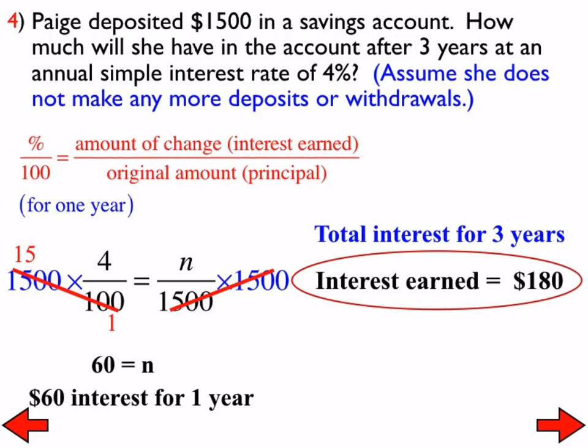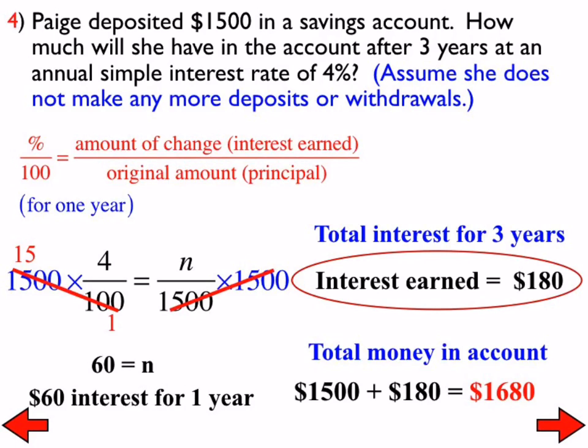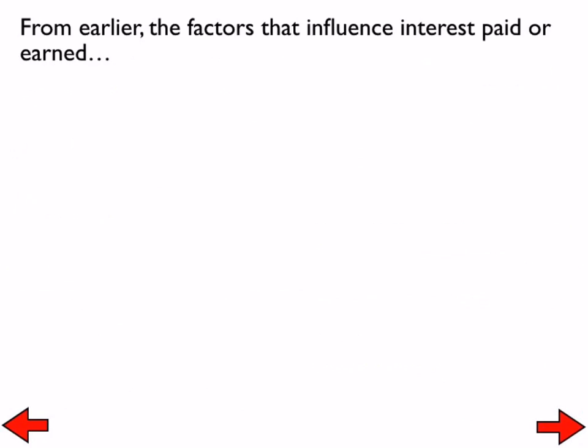But it says how much will she have in the account. So we're not finished yet. She has the $1,500 that she originally put in the account, plus the $180 worth of interest. So she now has $1,680 in the account. So when I said earlier something about reading what you're being asked to find, this is what I'm talking about. Are you only asked for the amount of interest, or are you asked now for the total amount in the account or the total amount owed? Okay? All right, next problem.